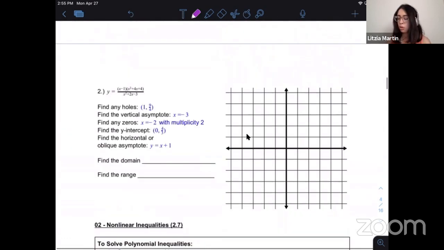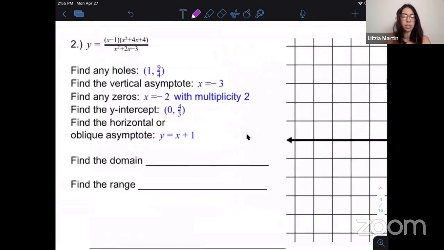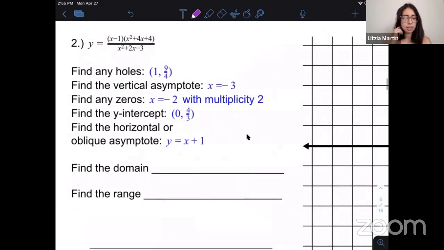Cool. So same process here. We had to factor and simplify to find the holes. The vertical asymptote comes from the denominator. Zeros come from the numerator. Y-intercept, you plug in 0 for x. This is a top-heavy function, so we had to do synthetic division to solve and get y equal to x plus 1 for our slant asymptote. And now we just plot all of this.